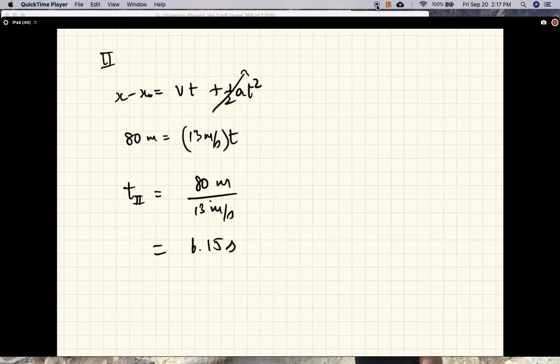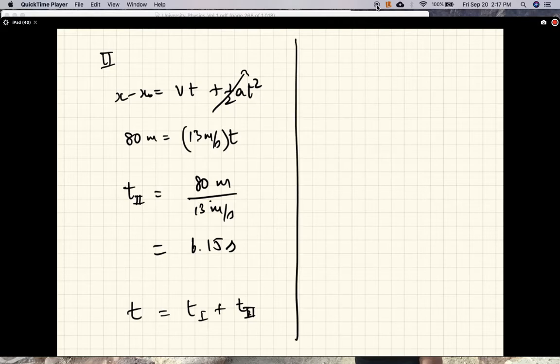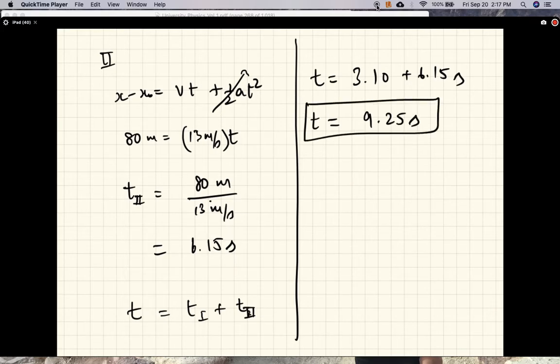That's 6.15 seconds. So the total time is t1 plus t2, and t is 3.10 plus 6.15 seconds. So that's 9.25 seconds. Alright, that finishes that.